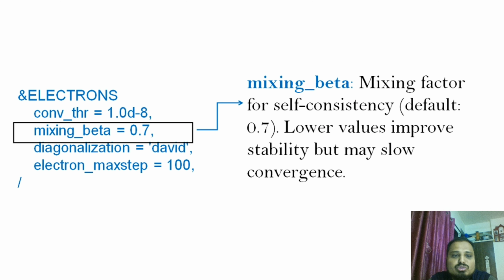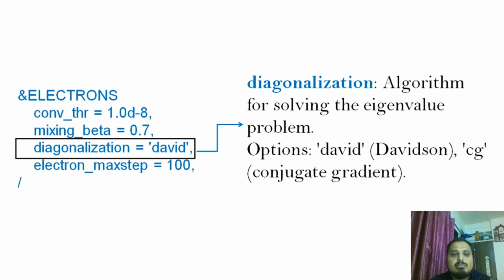Okay, so the lower the mixing beta, the more your calculation will converge towards stability, but it will be computationally expensive. So by default the mixing beta is 0.7, but during the calculation you can keep around 0.4, 0.3 or 0.5. Okay, so the next parameter is diagonalization.